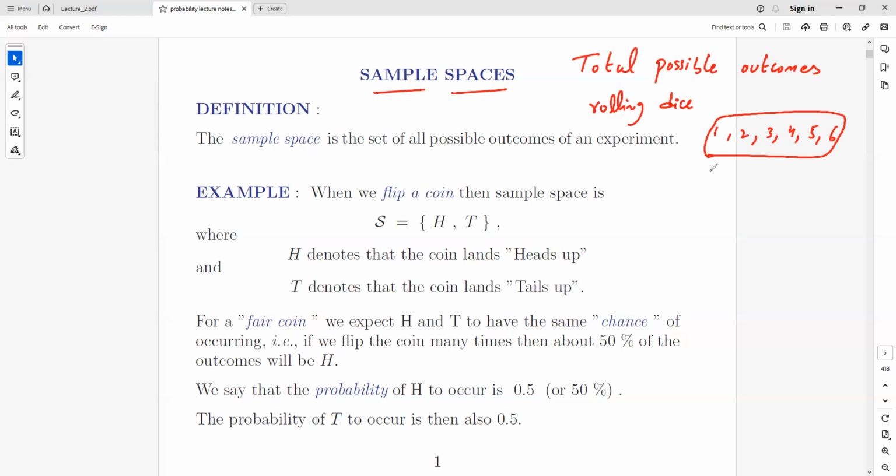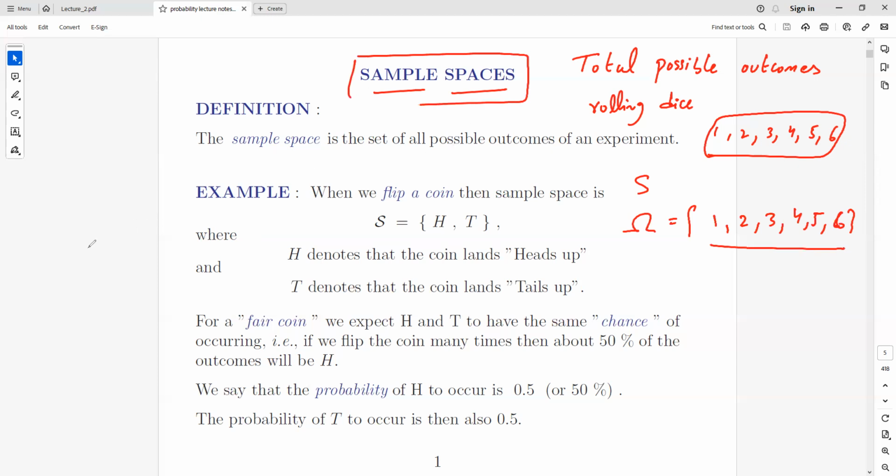Now, if these are all possible outcomes, then I can represent my sample space with S or omega. So all possible outcomes are 1, 2, 3, 4, 5, 6. We express it in terms of a set, because it is a collection of distinct objects. By definition, we know that a set is a collection of distinct objects, and this is a collection, and also these are all distinct elements, right? So we have a set. Therefore, sample space is a set of all possible outcomes.